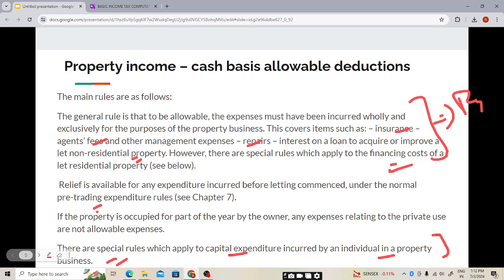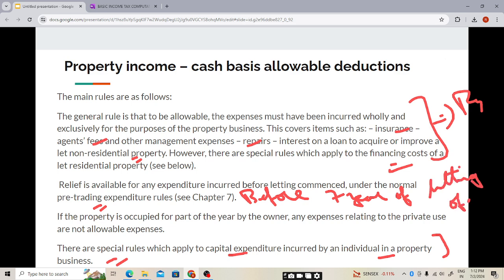Pre-trading means whatever we incurred up to 7 years before letting your property. This will be covered in chapter number 7, so you'll know what pre-trading means. Pre-trading means paying before starting your business. And expenses relating to private use are also not allowed.